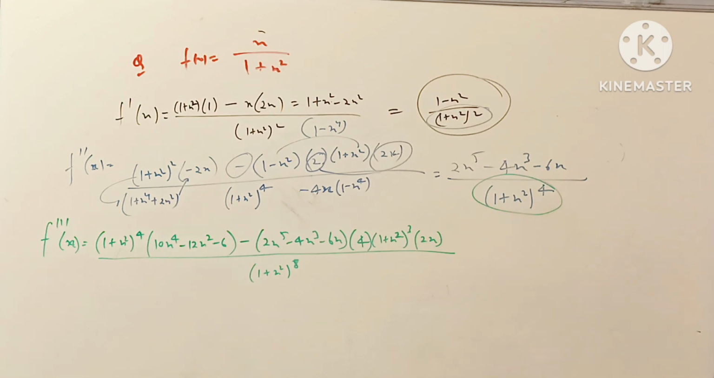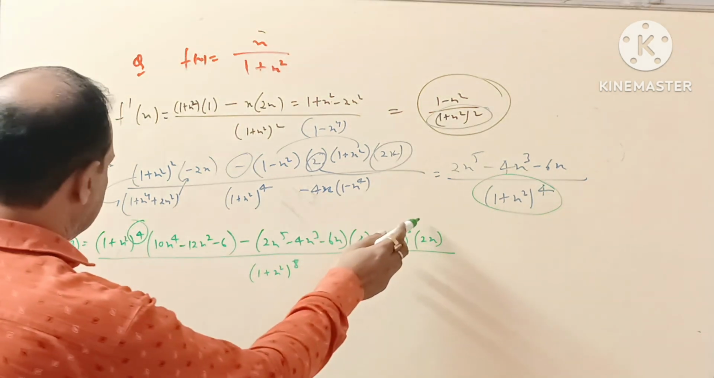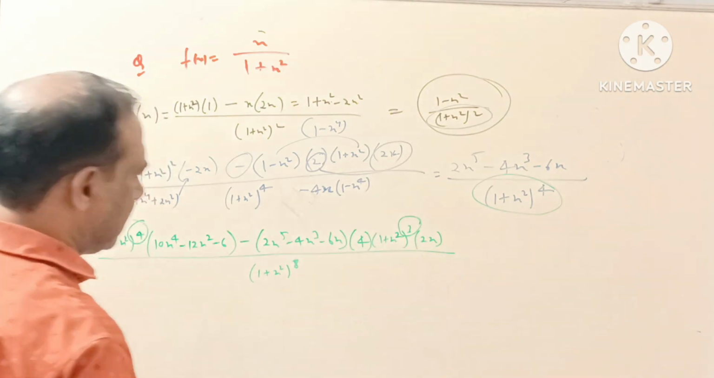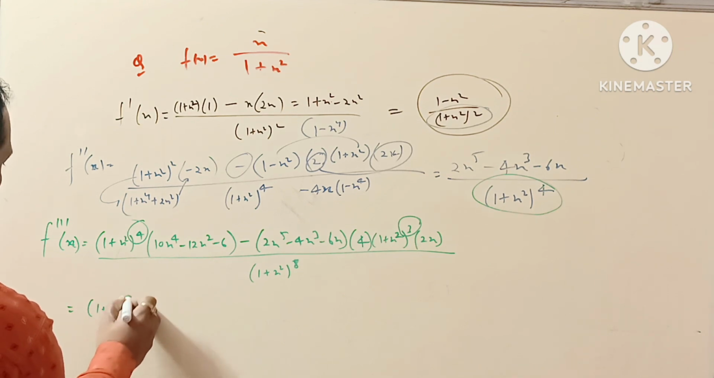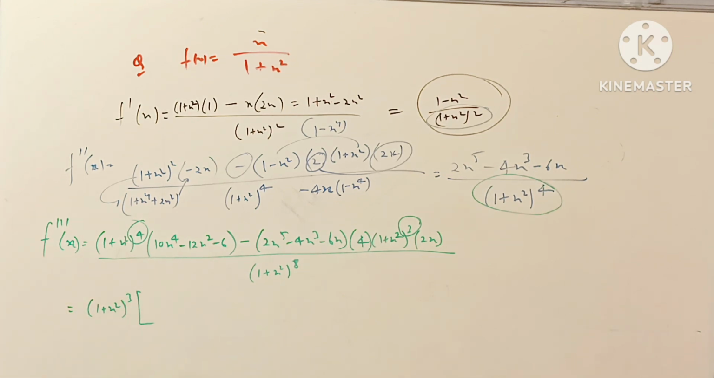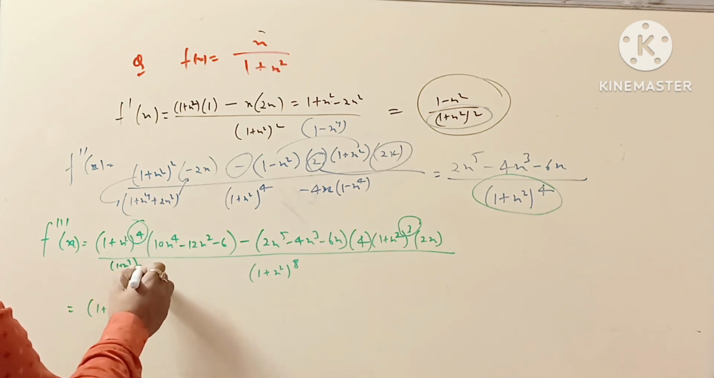Now the thing is, one thing I can do is that I have to open this power 4, I have to open this power 3, or I have to take them common. I can take them common, and after taking them common, then I will have to multiply this. Okay, let's try it. If I take this common, I will be having 1 plus x square whole power 3, and the remaining is in the bracket.